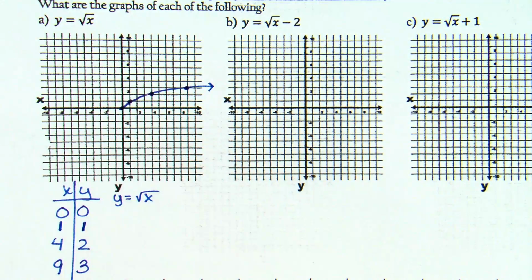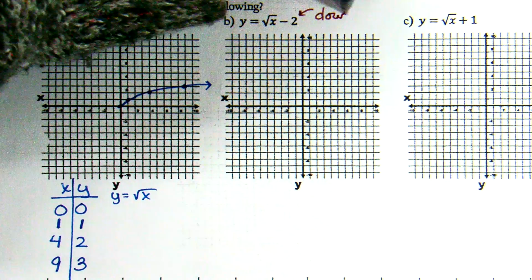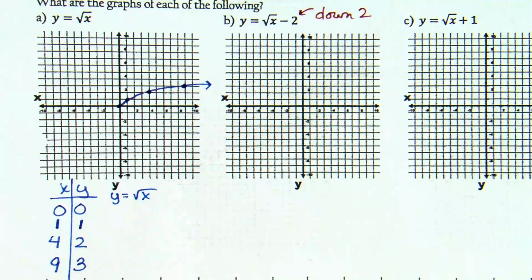Y equals the square root of x minus 2. What can you identify is going on with that graph? Okay, that 2 is moving it down because the 2 is outside the radical, yes? And that means up or down. The minus is going to be down. So we're going to take our graph, we just graphed last time, and move each of those dots down 2.